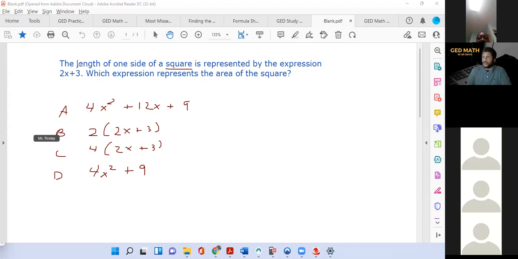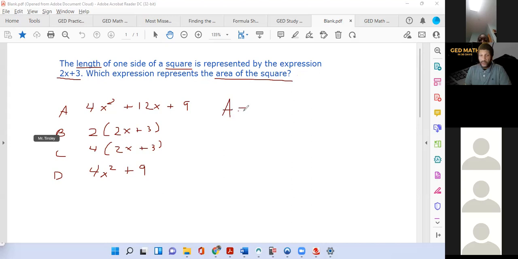The 2x plus 3, they gave it to us. Right, the length is 2x plus 3. And then the last thing we must know: how do you find the area of a square? Whatever number they give you, you square it. So whatever the number is, you square it.